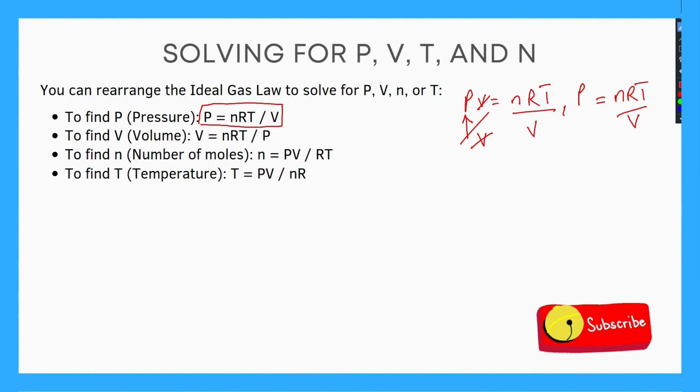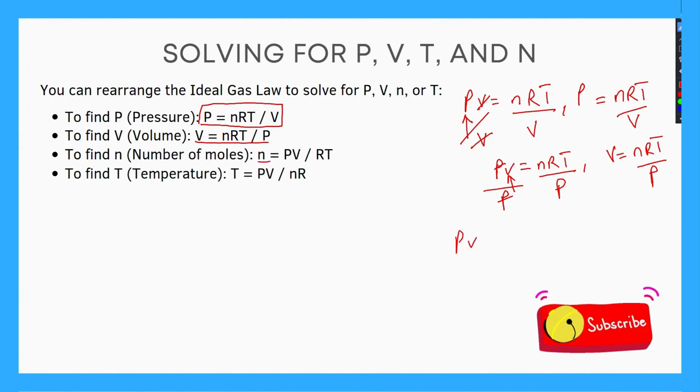The same thing goes for V. When you have PV is equal to nRT and you are asked to find V, you divide both sides by its coefficient, which in this case is P. P cancels P over here, and then V is equal to nRT over P, which is what we have over here.